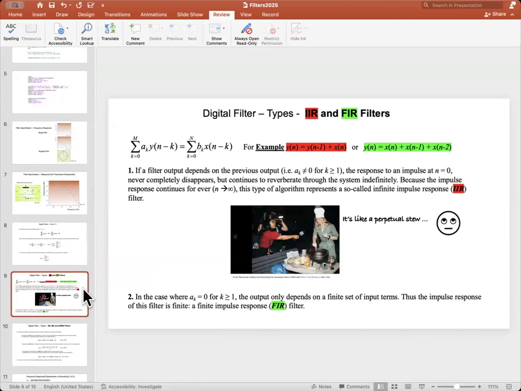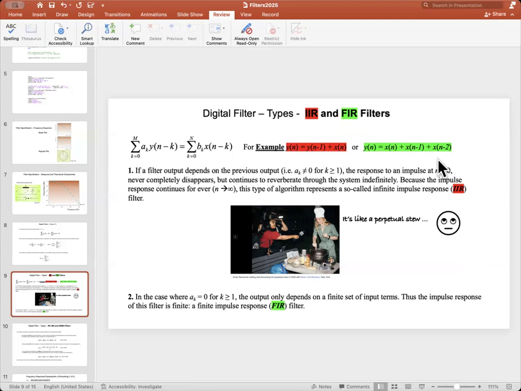There are multiple types of digital filters, and one of the types that we can have is an infinite impulse response and a finite impulse response filter, IIR and FIR. I give you two examples here. This is an example of an IIR filter, and this is an example of an FIR filter. We're going to look at some of these examples a little bit further down the road as well.